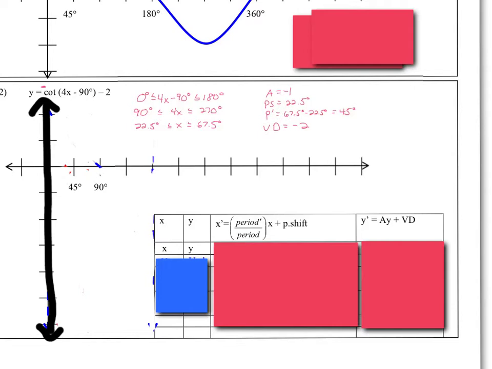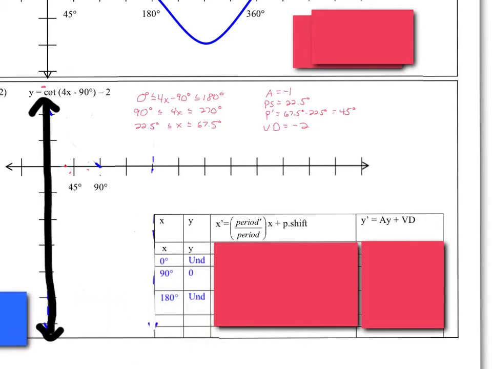Now in my table, I am going to find ordered pairs from the parent graph of cotangent. Now if I count by 90s, 0, 90, and 180 degrees, I'm going to have undefined for 0, 0 for 90 degrees, and undefined for 180. Here's what that's going to look like. Have a vertical asymptote on the y-axis. Have a vertical asymptote at 180 degrees. And then I had this point at 90 degrees, 0.